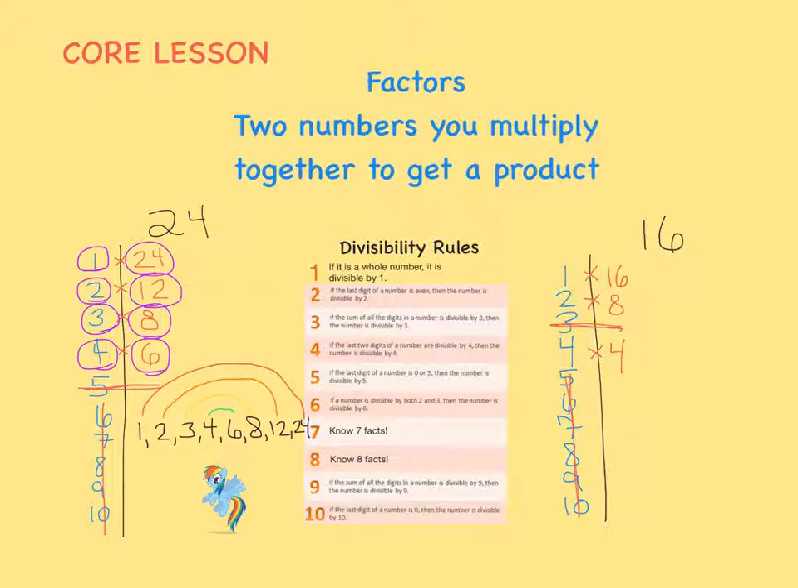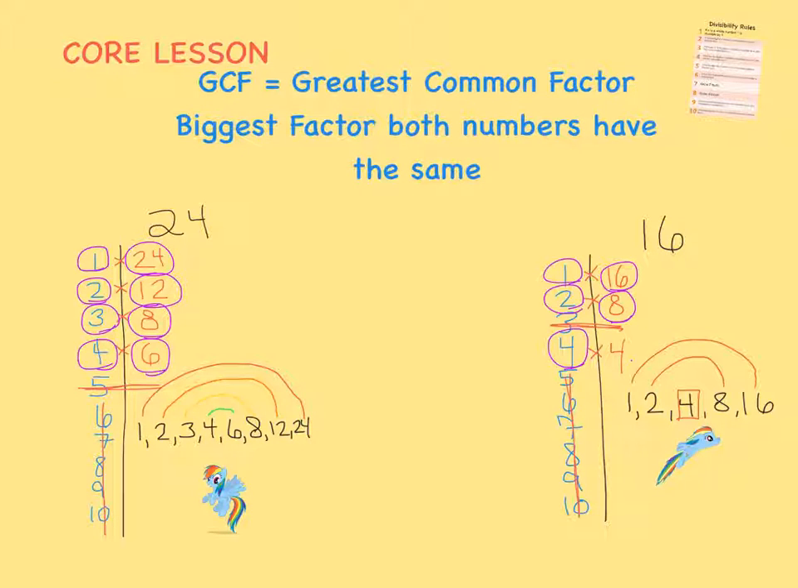I'll circle my factors one time. 1, 2, 4. Oh, I already have a 4. 8, 16. Next, I list them in order. 1, 2, 4, 8, 16. Connect the partners using rainbows. 1 times 16 equals 16. 2 times 8 equals 16. Because we multiply 4 by itself to get 16, that means it's a square number, so we draw a square around it. Factor rainbow!